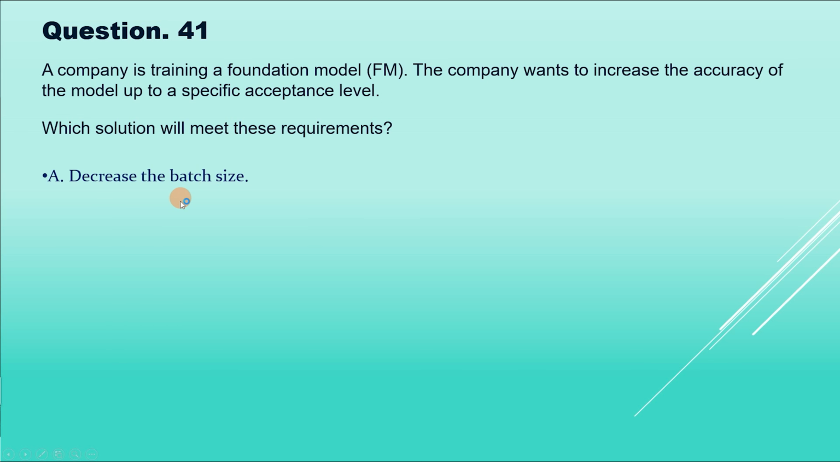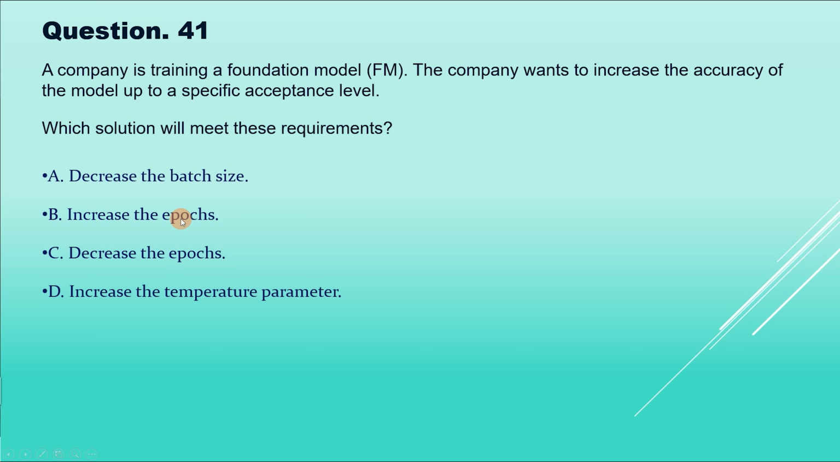Here are the options: A, decrease the batch size; option B, increase the epochs; C, decrease the epochs; option D, increase the temperature parameter. So try to guess the correct answer. So the correct answer here will be option B, increase the epochs, because increasing the number of epochs allows the model to continue learning from the data, potentially improving its accuracy as it trains on more examples. However, there is a risk of overfitting if epochs are increased too much.